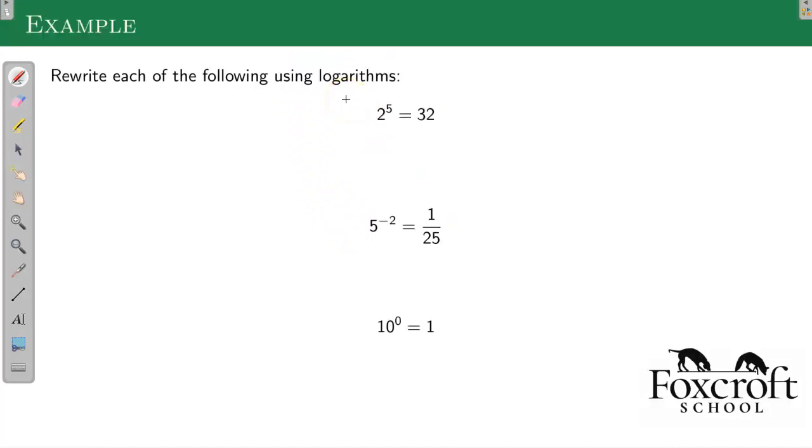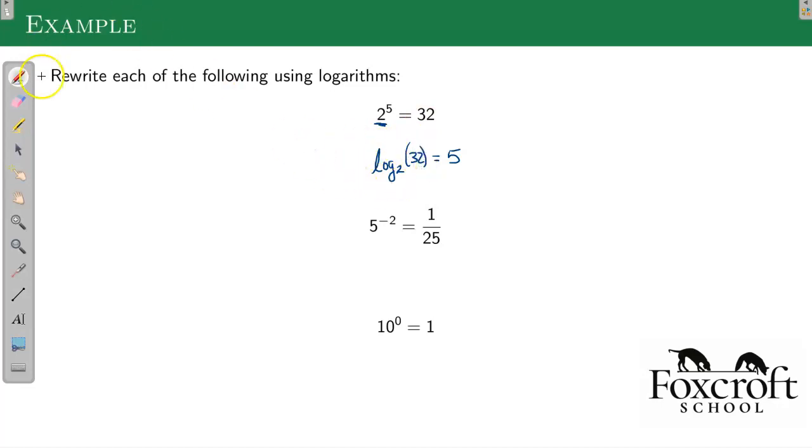And now we're just going to do it in reverse. 2 to the 5th equals 32. Again, the base of the exponential becomes the base of the log. It's a little weird, we have to write out log, just like sine and cosine. You're writing out what you're doing. But the base is going to be 2. This 5, the input for my exponential, becomes the output of my log. 32, which is the output, becomes the input.